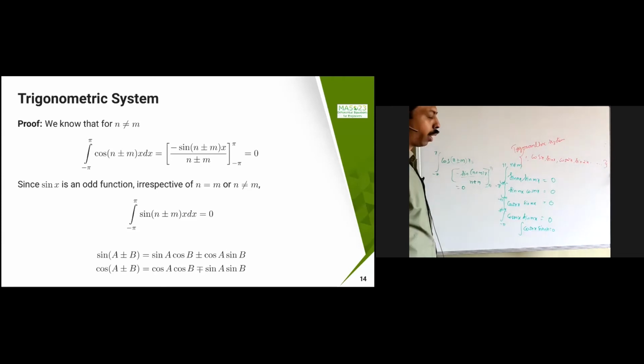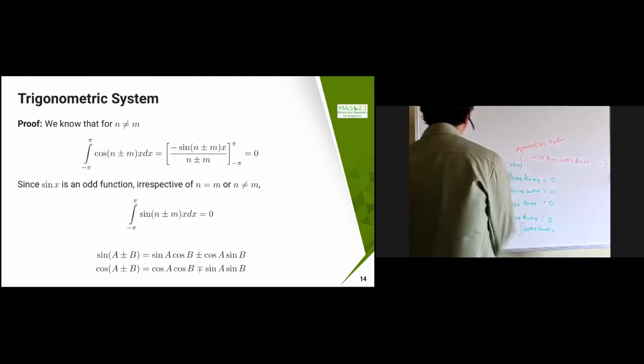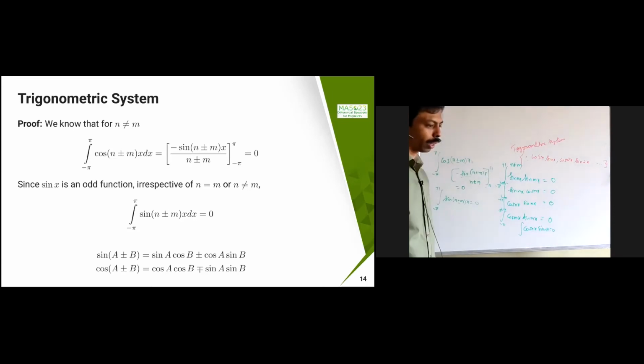Similarly, if I take minus pi to pi of sin (n plus m)x, sin is an odd function. If it is an odd function over minus pi to pi, then that is going to become 0. Therefore, irrespective of n equal to m or n not equal to m, it is going to give you the value 0. So that is that.